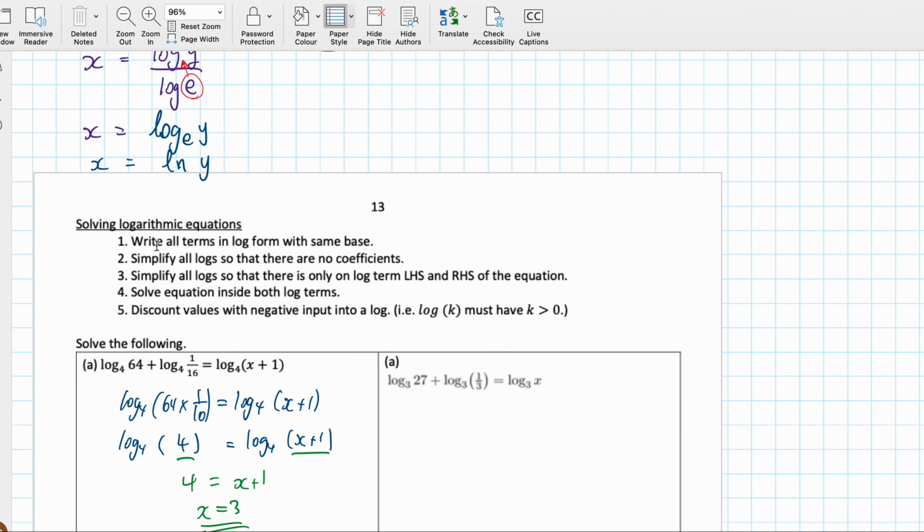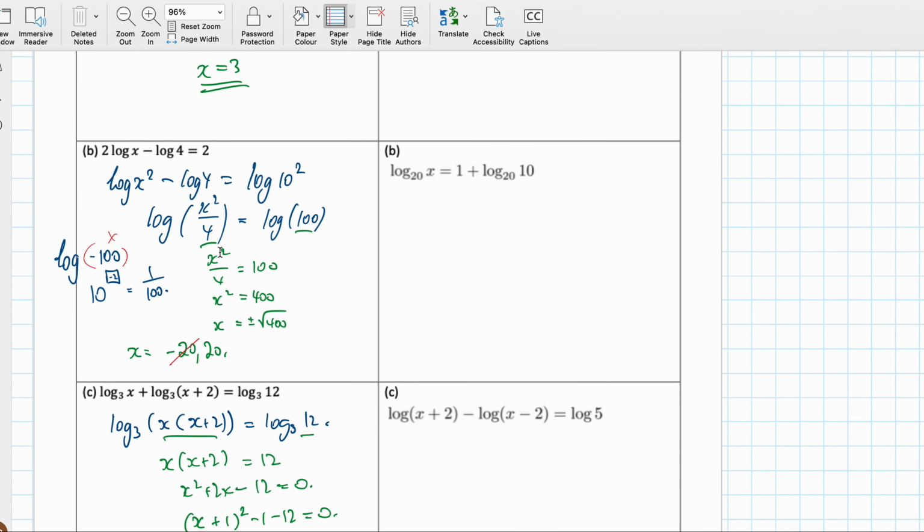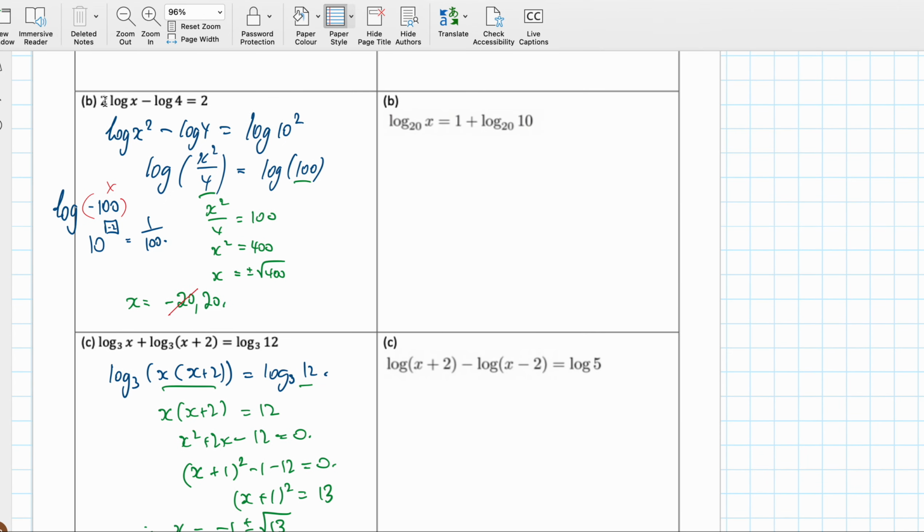So the first step, write all terms in log base form. We've already done that one. But step 2, simplify all logs. There's no coefficients. So here we go. The 2 goes to the x, so x squared, and we have no more there. We also want to match this log here. This is log base 10. So how do I make a 2 in log base 10 form? Well, it's log base 10 squared. Remember, this is base 10 when it's blank.